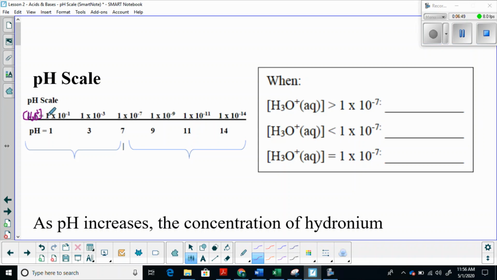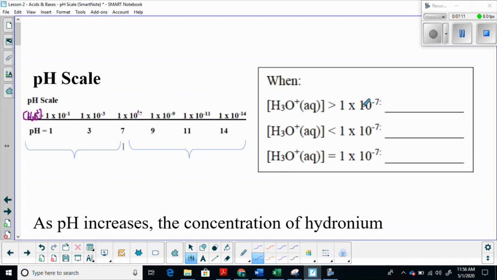You're going to notice that the concentration of hydronium is related to the pH number. So if we have 1 times 10 to the negative 1, that's a pH of 1. 1 times 10 to the negative 7, that's a pH of 7. 1 times 10 to the negative 14, that's a pH of 14, okay?